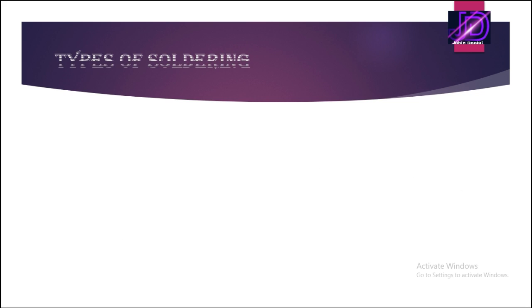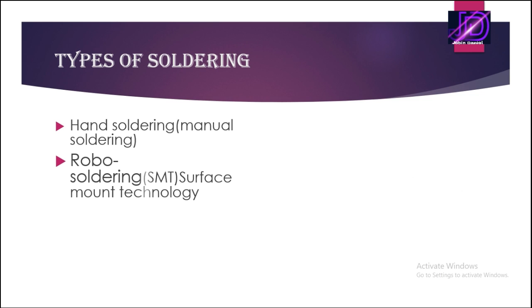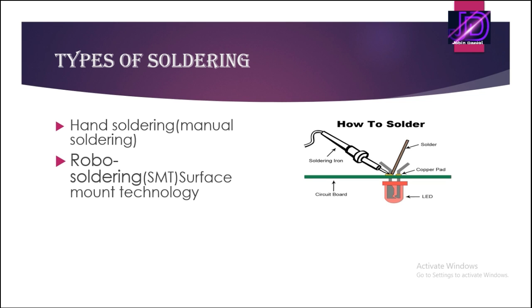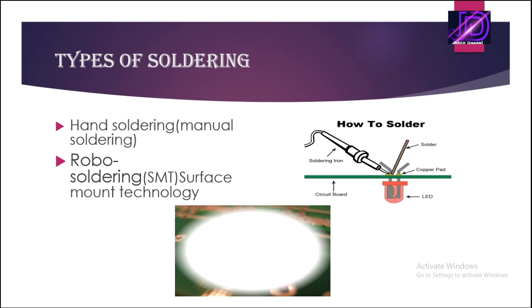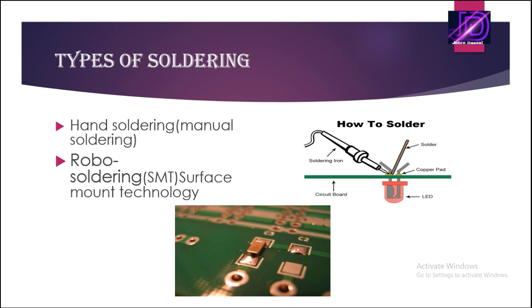Next, the types of soldering. There are two methods: hand soldering and robo soldering. Hand soldering means this one, the manual soldering image. Robo soldering means the surface mounting image. It may vary as an automatic solder and picker, the automatic solder machine. Robo soldering, SMD, surface mounted, is a big topic. I'll show it next.